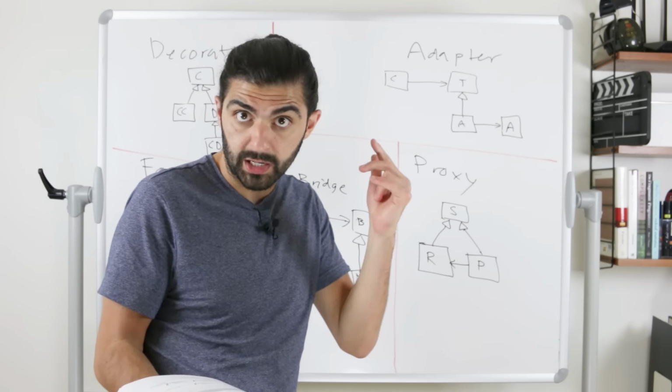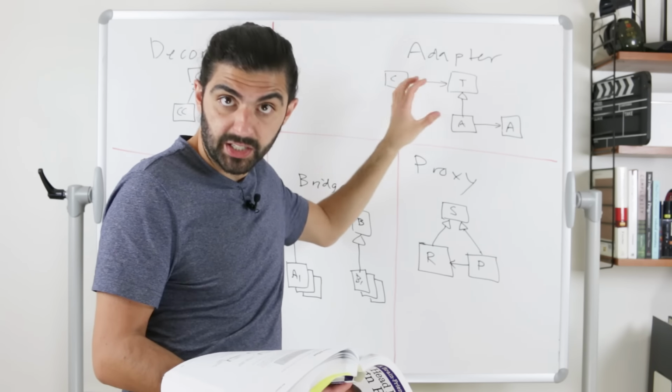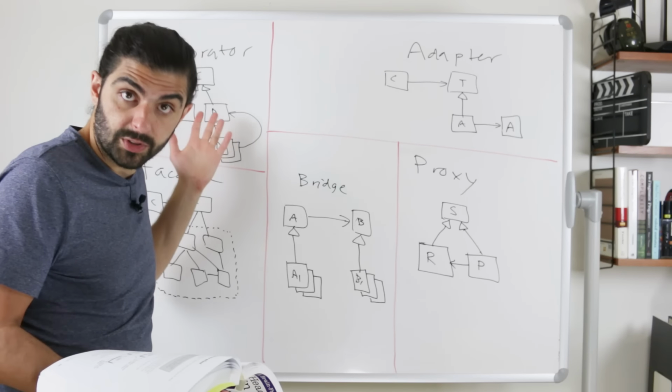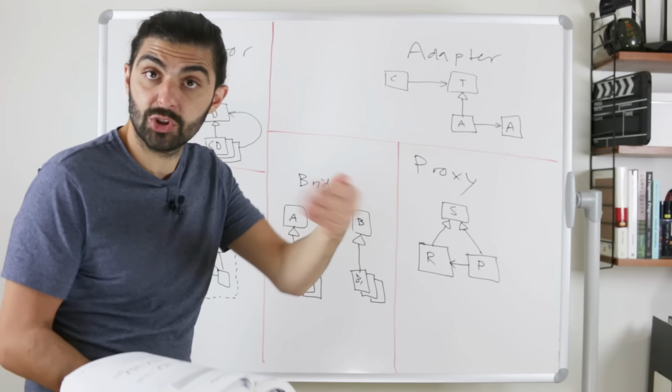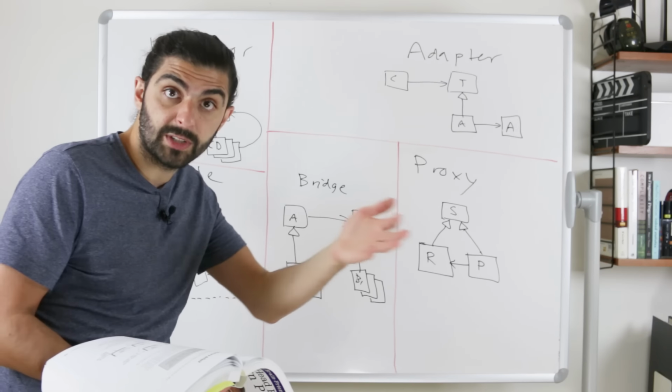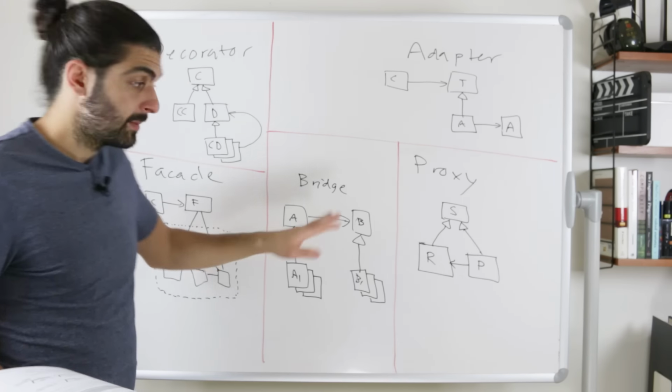So hopefully those two are clear. Adapter focuses on adapting an interface. Decorator focuses on extending behavior by wrapping the thing that you want to change the behavior of a potentially infinite number of times. Let's move on to the next.